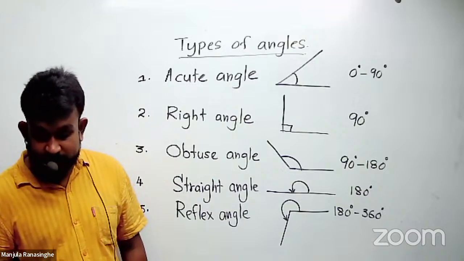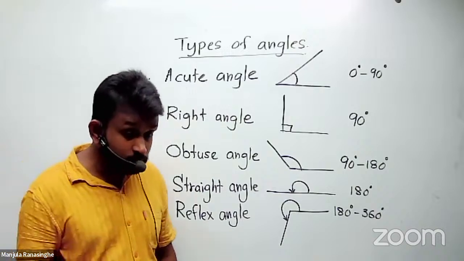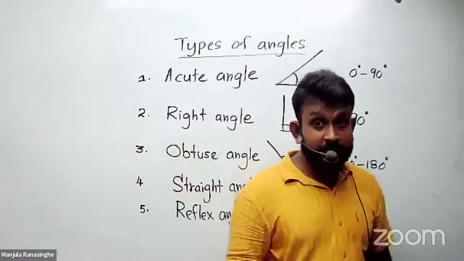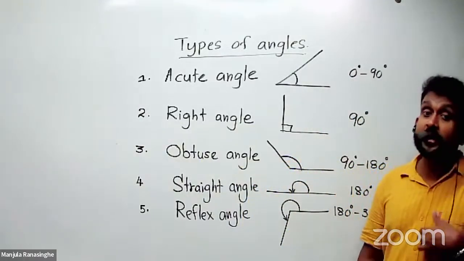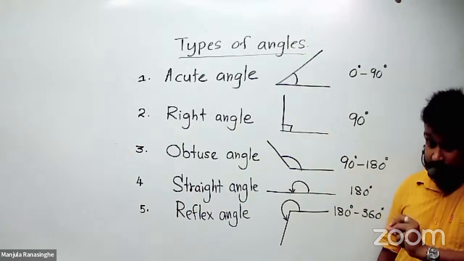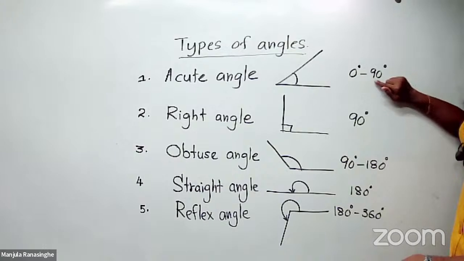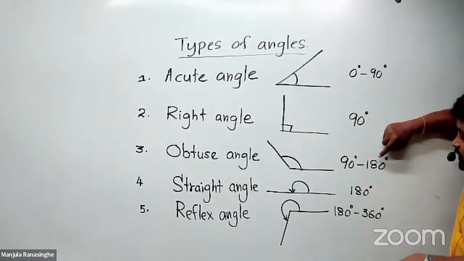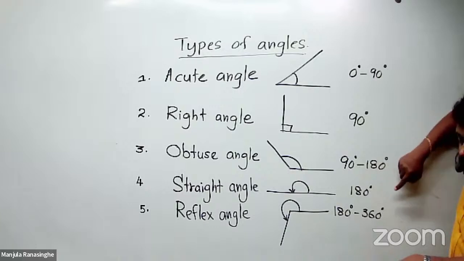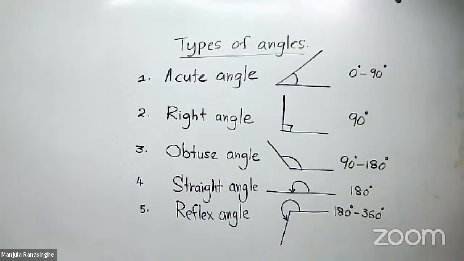Draw it neatly, completely neat. Then you will be able to find out the types of angle. So how many types are there? 5 types based on the magnitude. 0 to 90, meaning less than 90, is one type. Exactly 90, one type. Then 90 to 180, then exactly 180, and then 180 to 360, the other type.